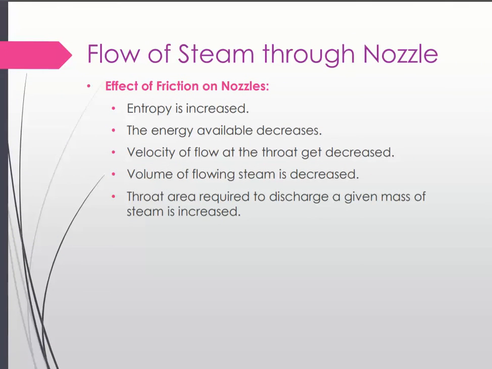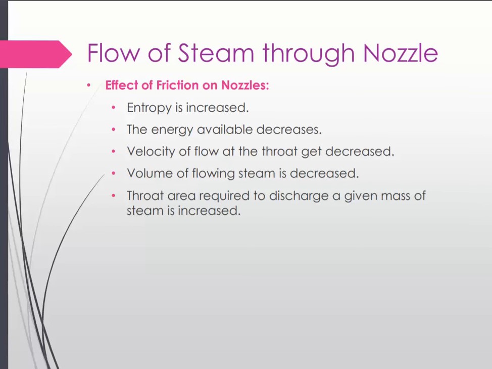Then the next effect, that is the effect of friction on the nozzle. Due to the friction, the entropy is increased while the energy available decreases. The velocity of flow at the throat gets decreased and the volume of flowing stream is decreased. Throat area required to discharge a given mass of steam is increased.